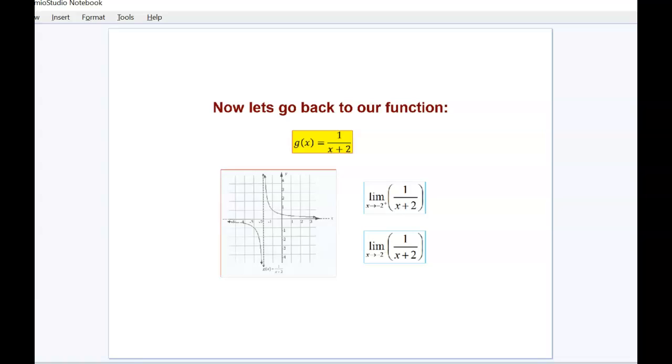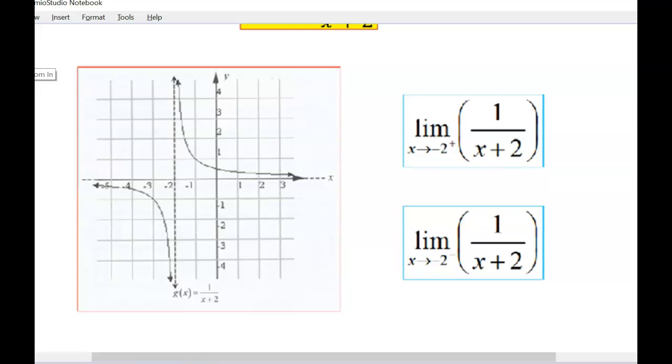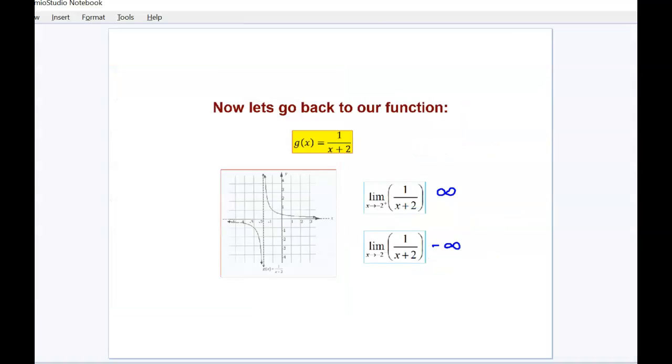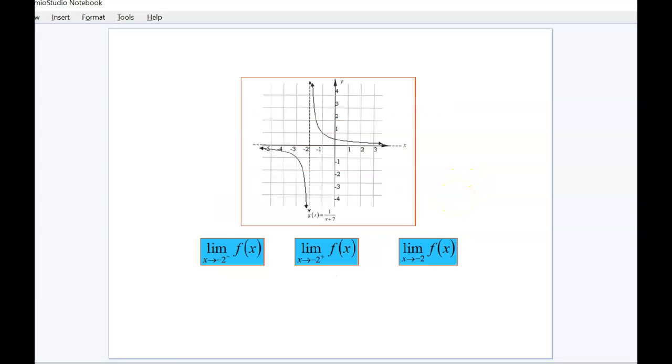Now let's go back to our original function. If we look at this graph again, what would be the limit as x approaches -2 from the positive side? Here's -2, the vertical asymptote. As I approach -2 from the positive side, the graph is going up and up and up, towards infinity. As I approach -2 from the left-hand side, the graph is going down and down towards negative infinity. So when the answer to a one-sided limit is infinity or negative infinity, there's a good chance that it is a vertical asymptote.